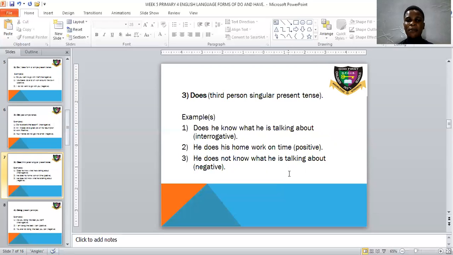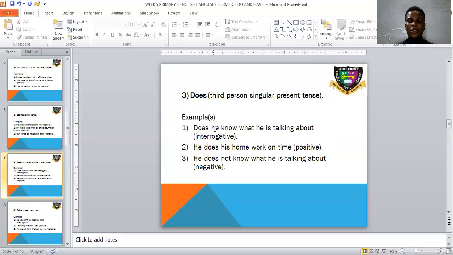Look at the first example. It says, does he know what he is talking about? That is a question. Now, who is the he there? The person you're talking to is not the he. Don't forget that you are the first person. The person you're talking to is the second person. While this he is the third person. It is not the person you are talking to at the moment, but you are actually referring to the third person, which is why you are using he. Does he know what he is talking about?